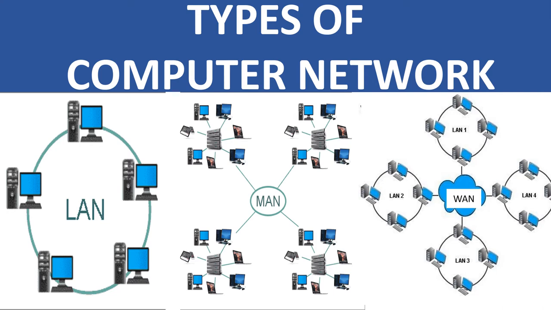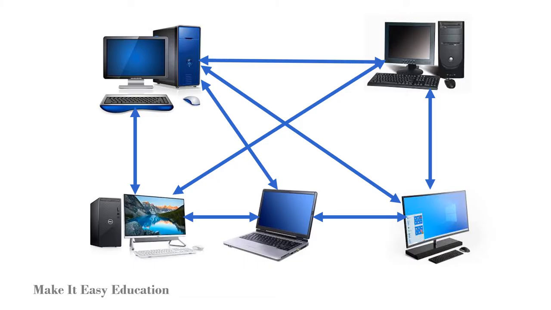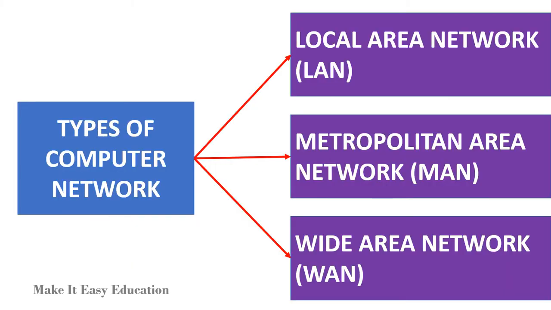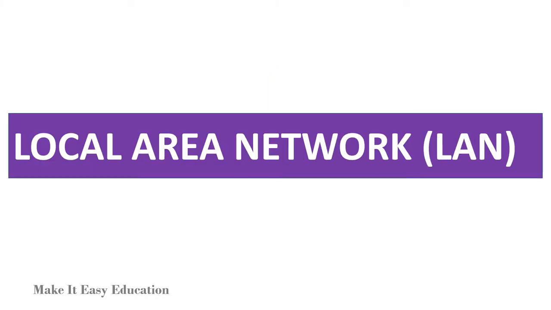Types of computer network. A computer network is a group of computers connected with each other through a transmission medium, such as cable, wire, etc. There are mainly three types of computer networks, based on their size. Local area network. Metropolitan area network. Wide area network.